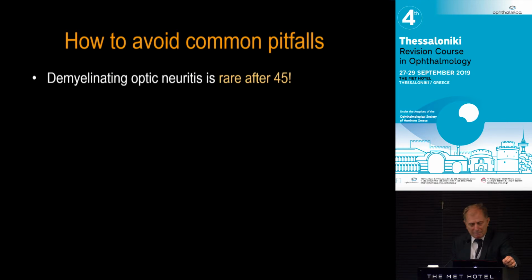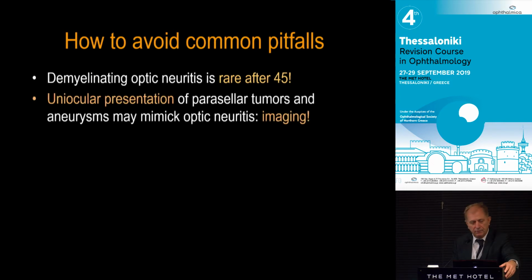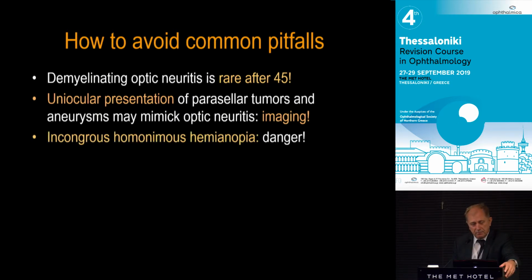And don't say it's optic neuritis right away if the patient is more than 45. If it's a uniocular presentation, it may also be something else. It may be a tumor, it may be an aneurysm. So I already said that.